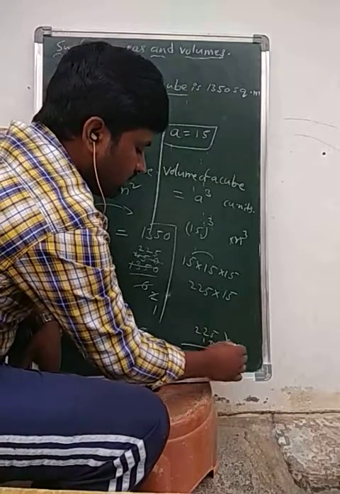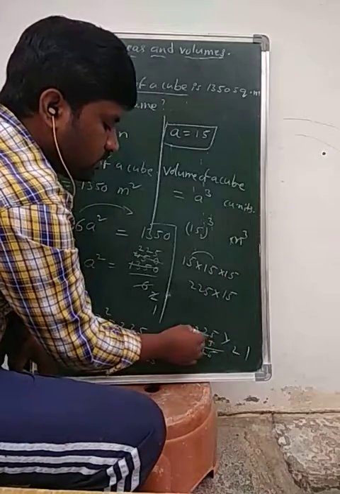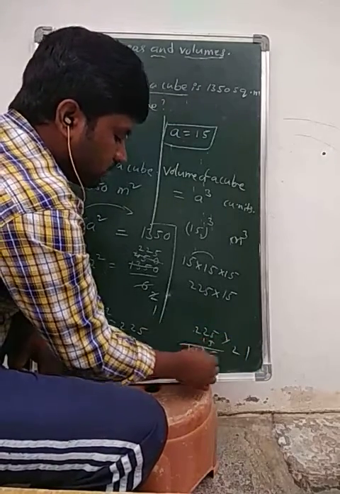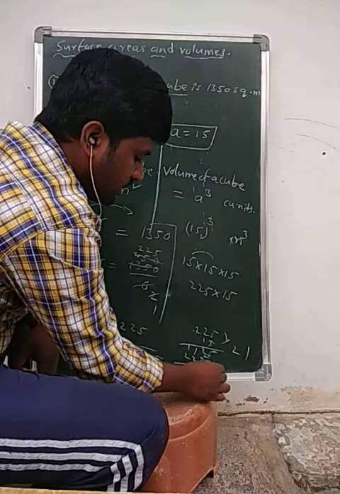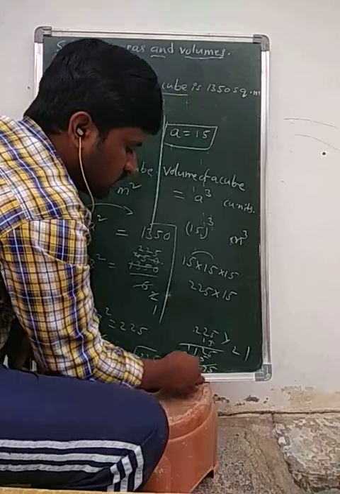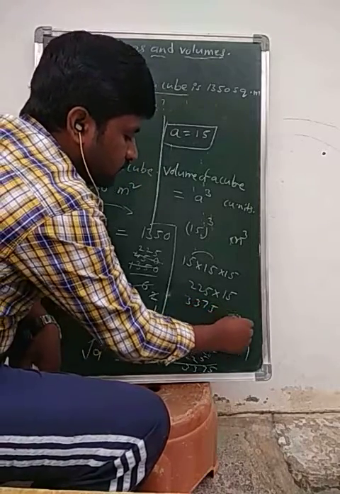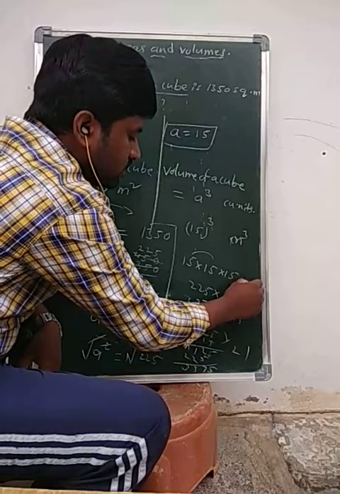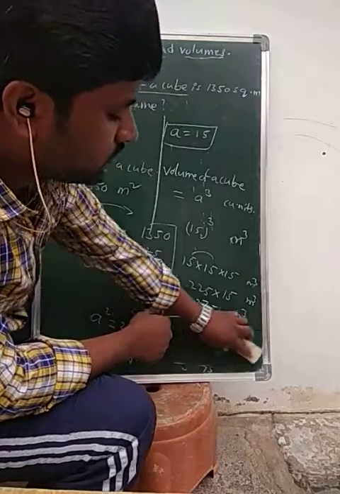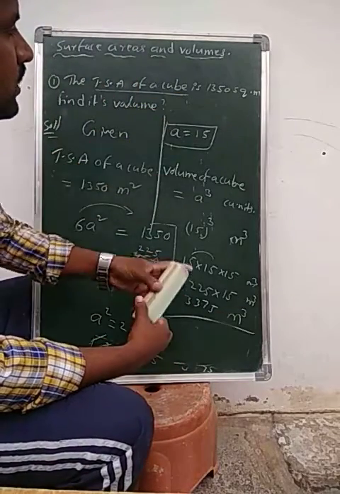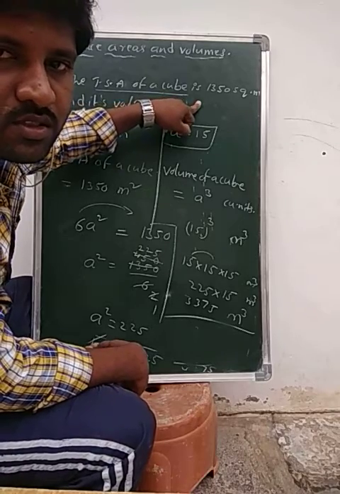5 5s are 25. 5 2s are 10 plus 2, 12. 5 2s are 10 plus 1, 11. 1 5s are 5, 7, 3, 3. So we get 3375 cubic meters. So this is the volume of a cube when its total surface area is given as 1350 square meters.